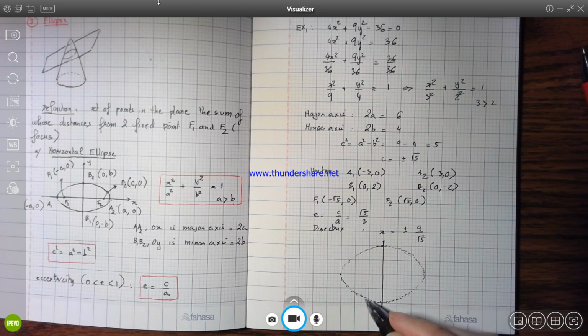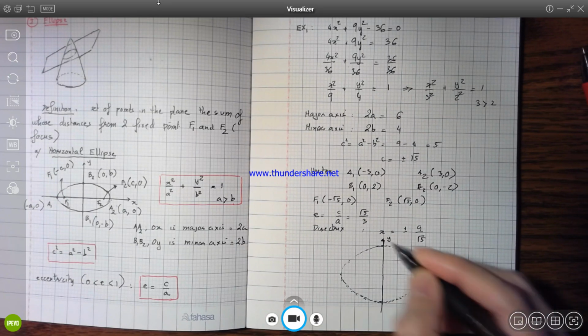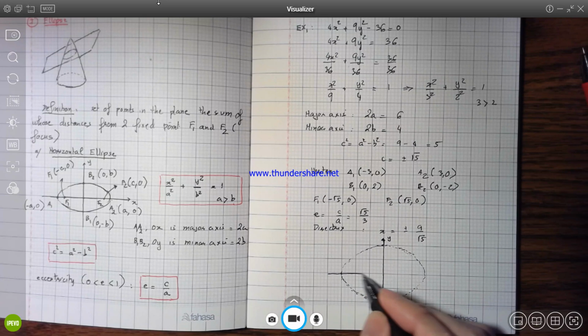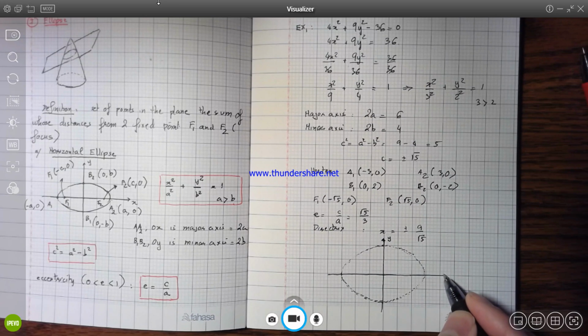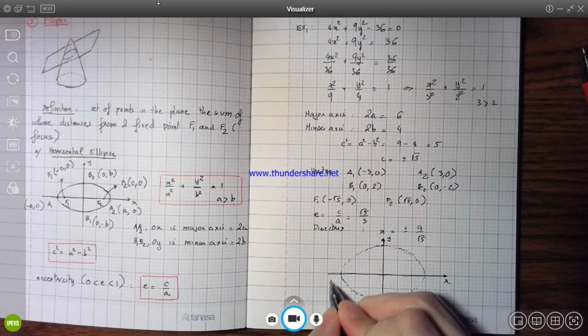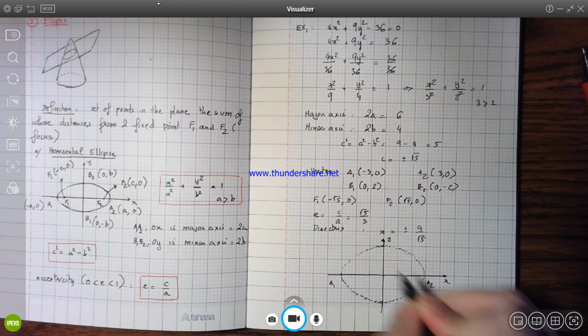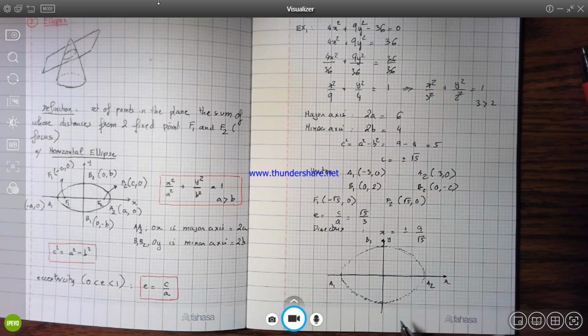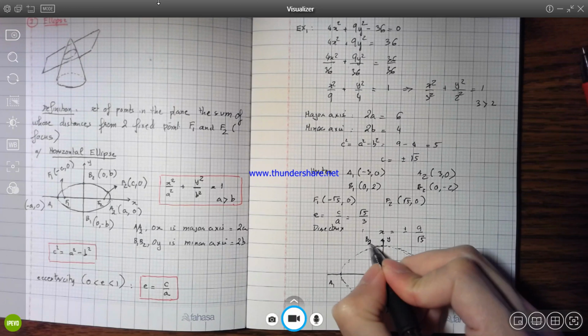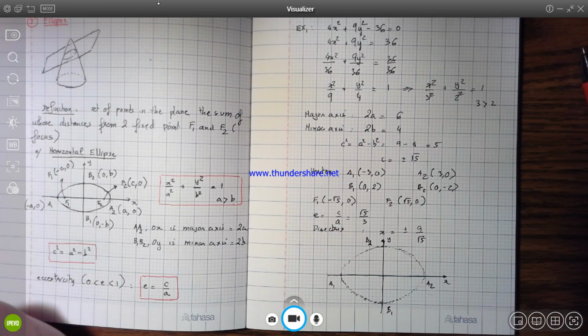I think I'm gonna ask you to sketch it, to graph it. Okay, so this is y. This is your x. So A1 right here, A2 right here, B1 right here, and B2 right here. Okay. And C is square root of 5.